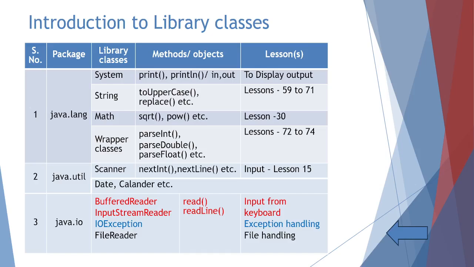Now, BufferedReader has very important methods, read and readLine. These methods may result in exception. So, IO exception class must be used along with BufferedReader and Input Stream Reader in order to take input from the keyboard. Now let's see one by one.